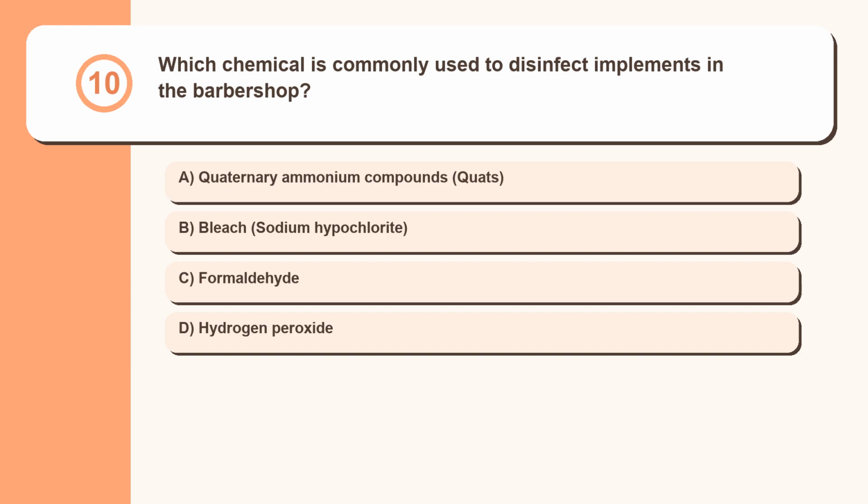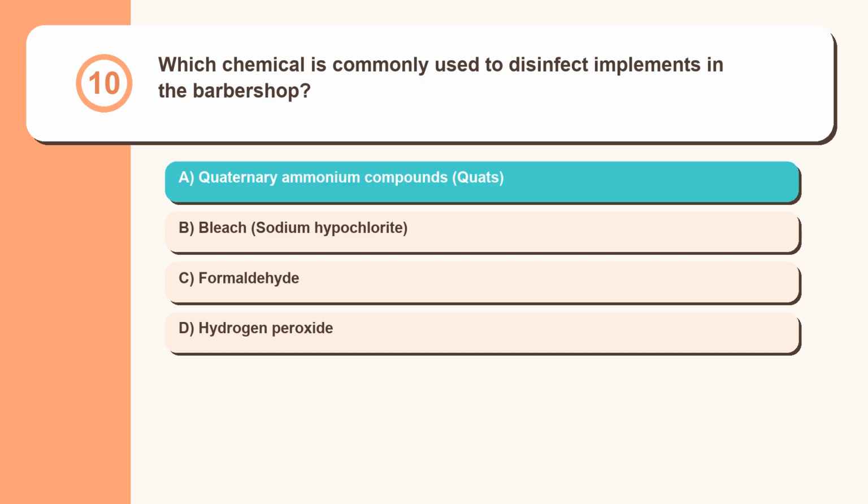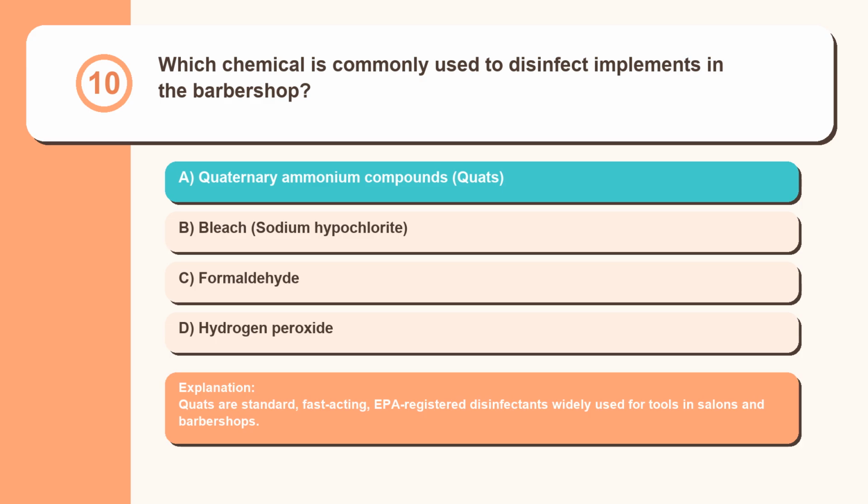Question 10. Which chemical is commonly used to disinfect implements in the barbershop? Quaternary ammonium compounds, quats, bleach, sodium hypochlorite, formaldehyde, hydrogen peroxide. Quats are standard, fast-acting, EPA-registered disinfectants widely used for tools in salons and barbershops.